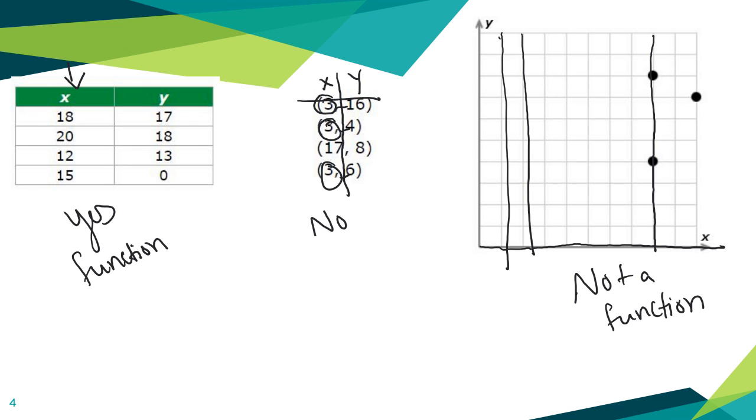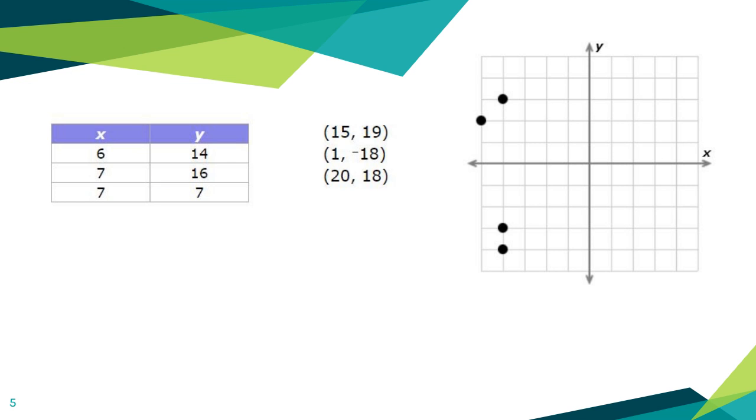So if for every input there's exactly one output, it is a function. If X is repeated at all, it is not a function. Next one, I have my input here and my output. Is there more than one output for each input? Yes, there is, because 7 goes with 16 and 7 goes with 7. So this one is not a function.